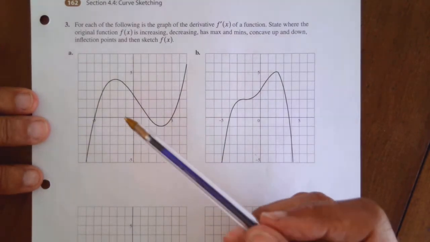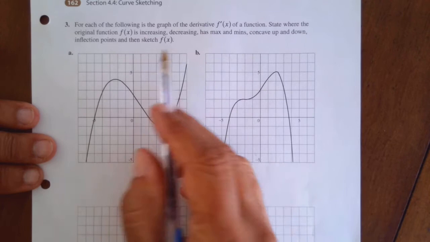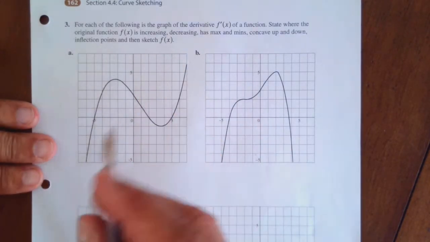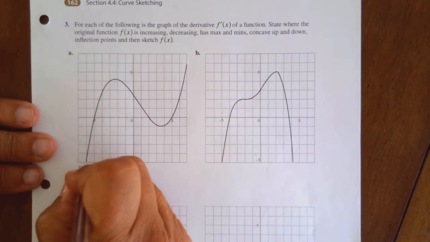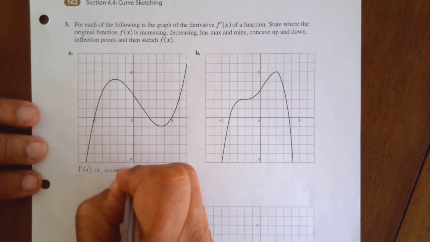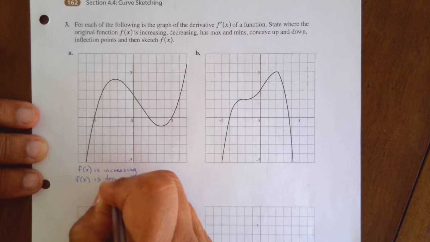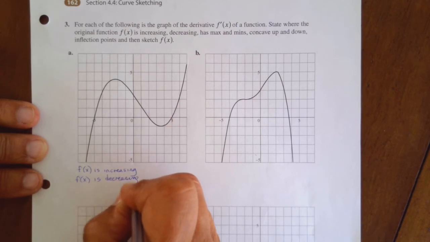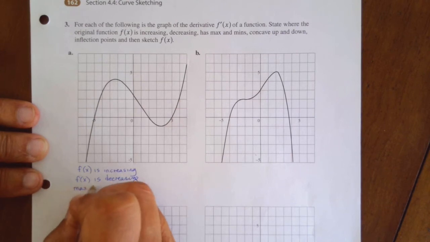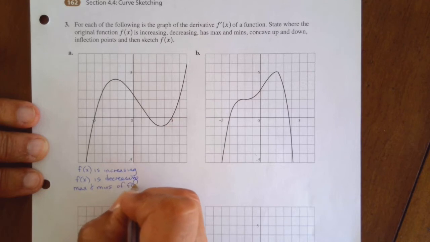We were talking about the fact that we have to find all of these things and then sketch, okay? So I'm going to just write down here in the middle all of these things I need to find. I need to find where f of x is increasing. I need to find where f of x is decreasing. I need to find max and mins of f of x.